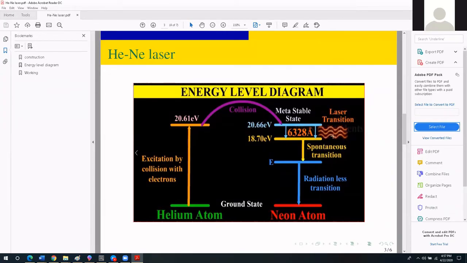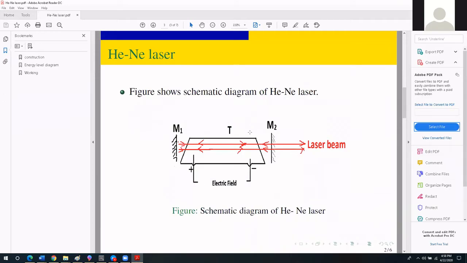Laser light of wavelength 632.8 nanometer, or 6,328 angstrom, same thing, is emitted, and we can easily calculate its wavelength by using the formula hc upon lambda equal to the energy difference E5s minus E3p. Okay, then the third part, working. Now, when the electric field is switched on, what happens?